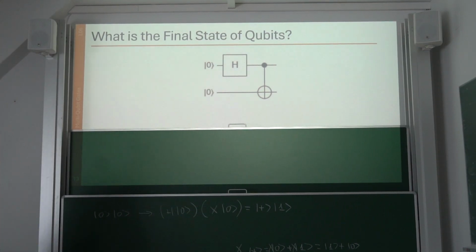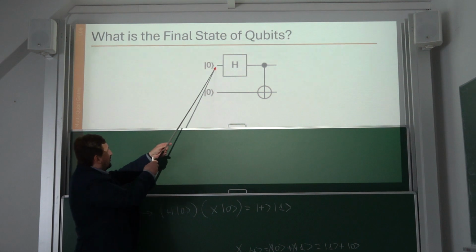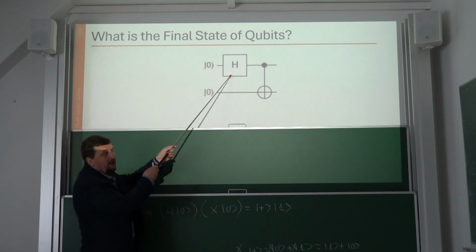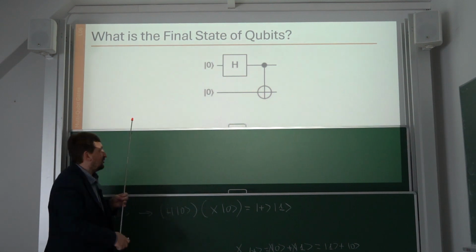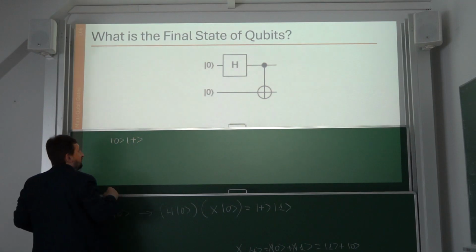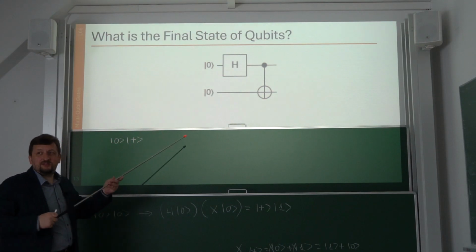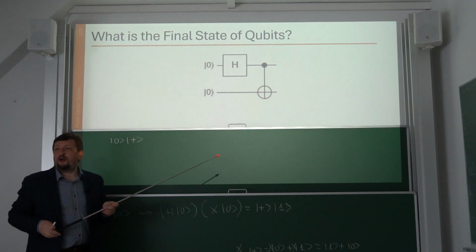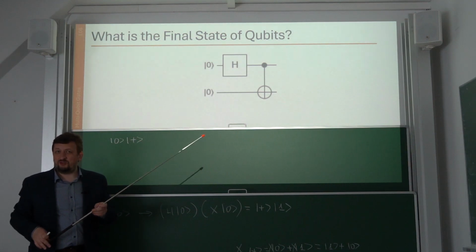So we start from |0,0⟩. Then I apply the Hadamard gate to qubit 0, so I have the state |+⟩|0⟩. And now I want to understand what controlled-X does.